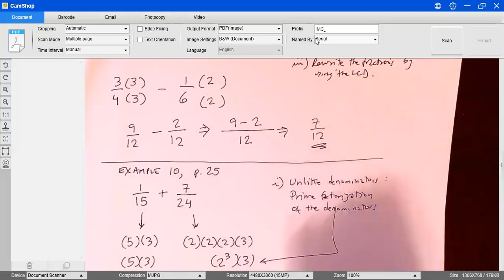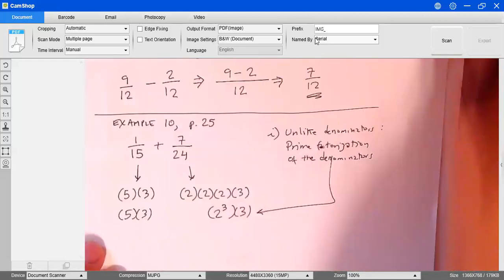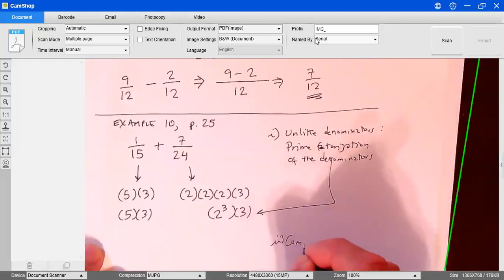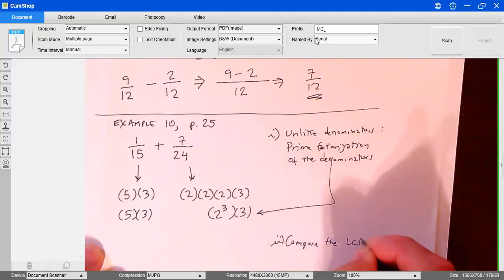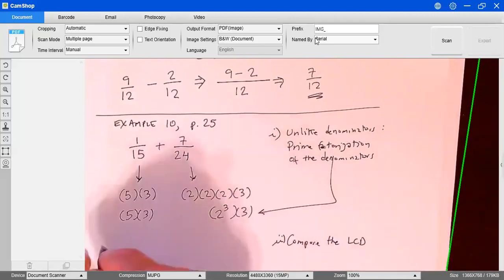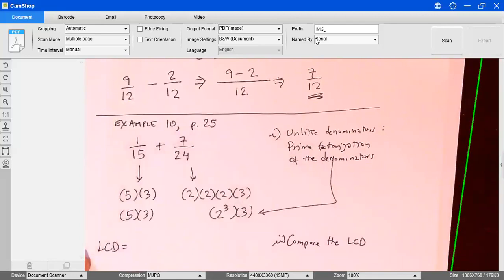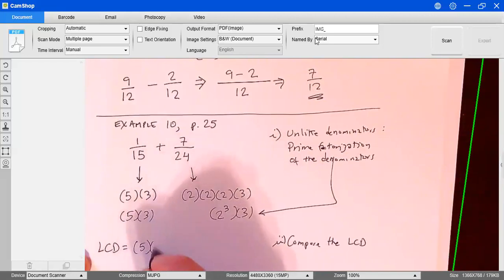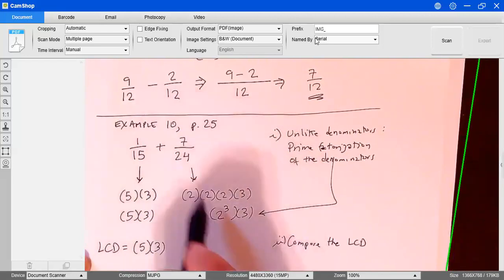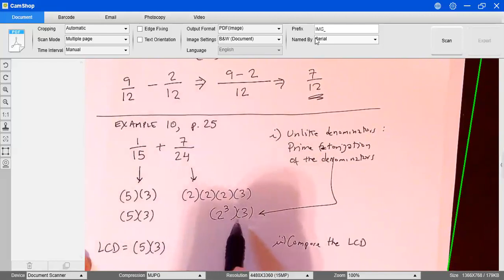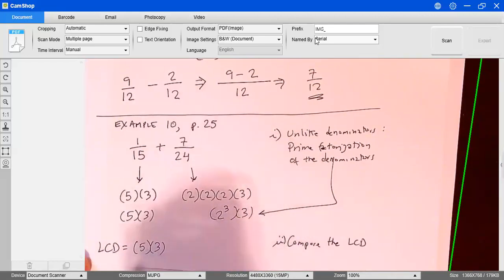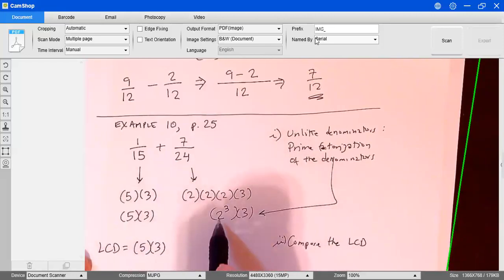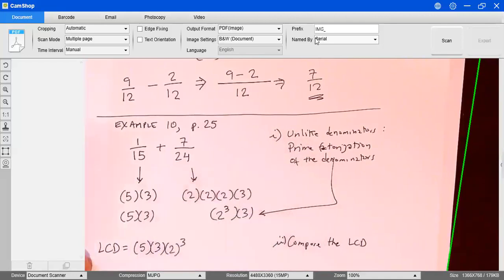So now we need to compose the least common denominator. So let's do that now. What is the least common denominator? Usually we start with the first denominator. So we just write 5 times 3, and then you check the second denominator and see what factors are not already in the least common denominator. You can see that 3 is already here, so you don't write 3, but 2 is not here, so you're going to write 2 to the third power.